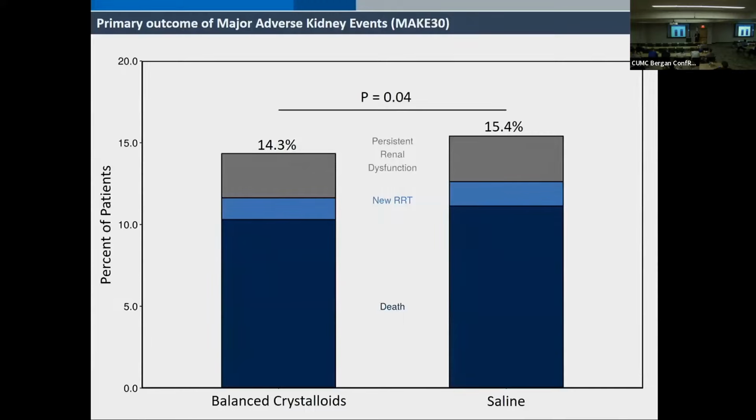Here's your primary outcome, 14.3 versus 15.4%. So only a 1% difference. As we got these results, we got a new statistician into our group, and he said, Todd, why do we care? This is 1%. It's a tiny difference.